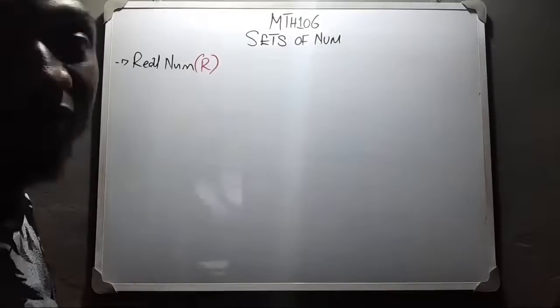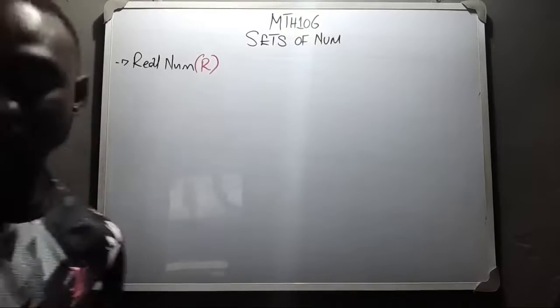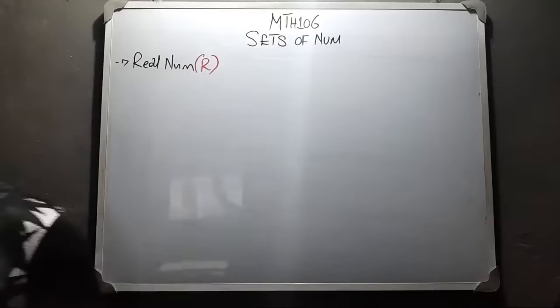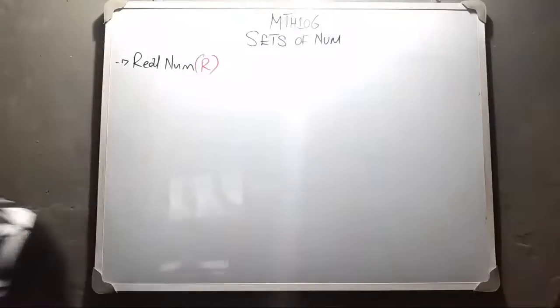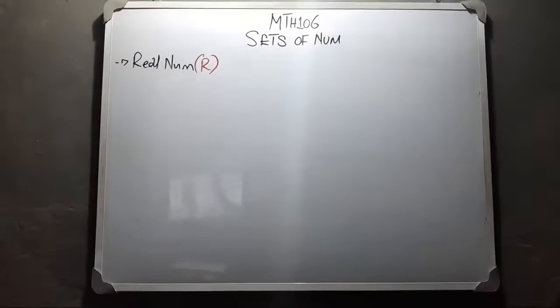Real numbers are denoted with this R. Now, important properties of the real numbers: basically what we are going to be talking about is real lines, kind of number lines.